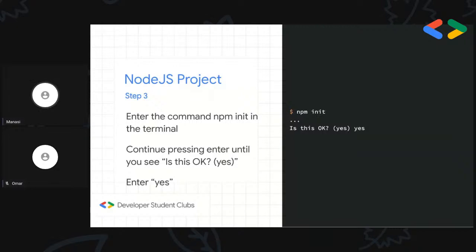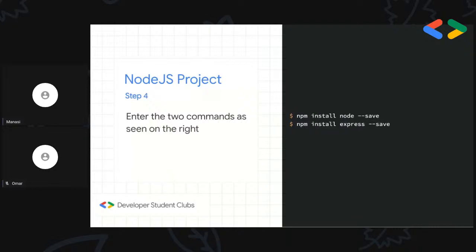Then enter the command npm init in your terminal, and continue pressing enter until you see, "Is this okay?" After which you can enter yes. Now enter the two commands you see on the right: npm install node --save, enter, and then npm install express --save. And then click enter.